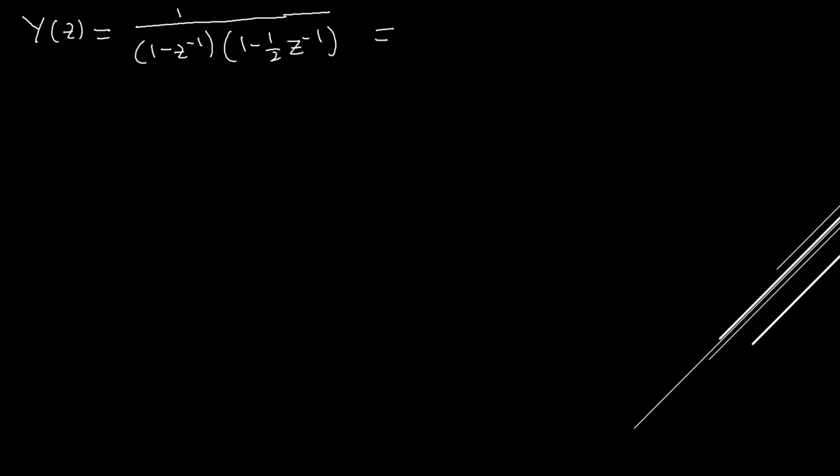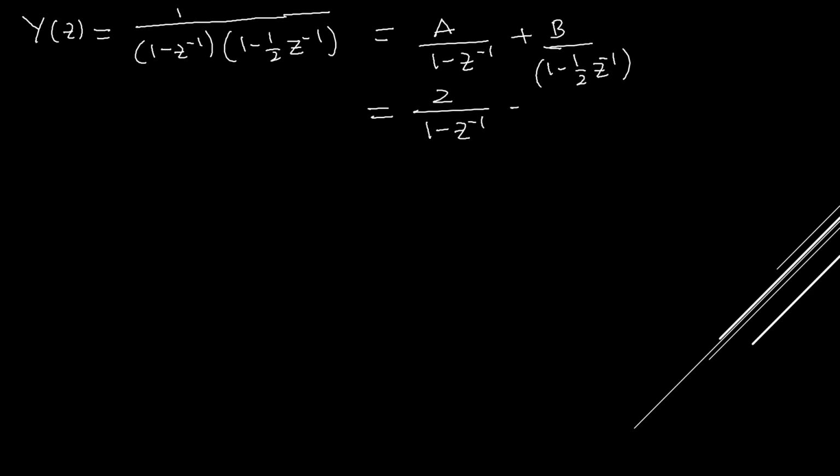I'll assume this is equal to A by (1 minus z power minus 1) plus B by (1 minus 1 by 2 z power minus 1), right? And if you simplify this, you can get A and B. A is 2, and from further simplification, you can get B is 1. This I can write as 1 minus 1 by 2 z power minus 1, right? This is equal to your Y(z).